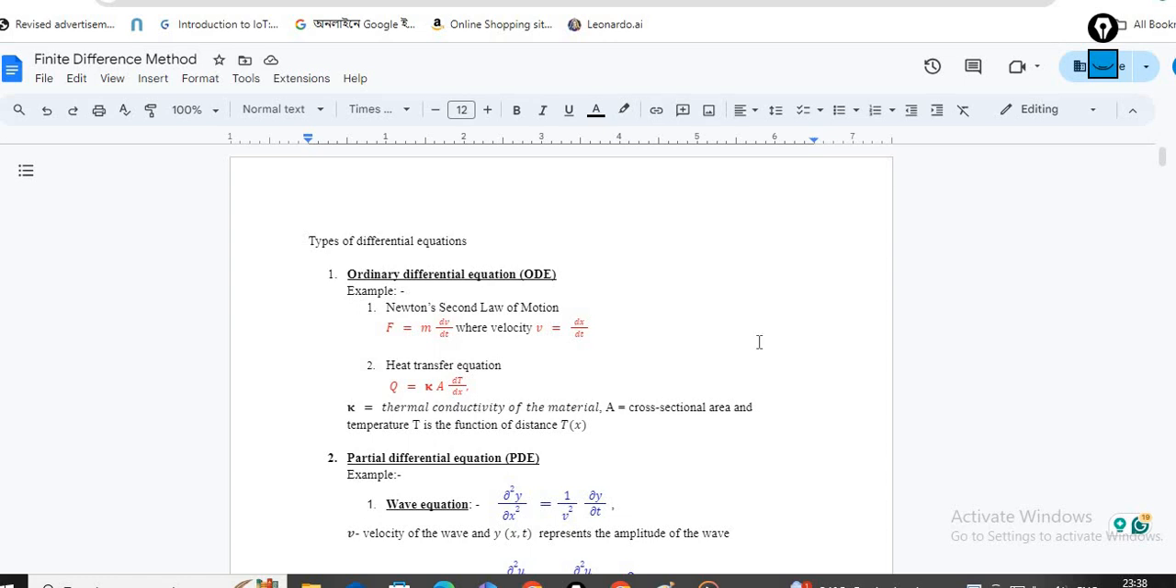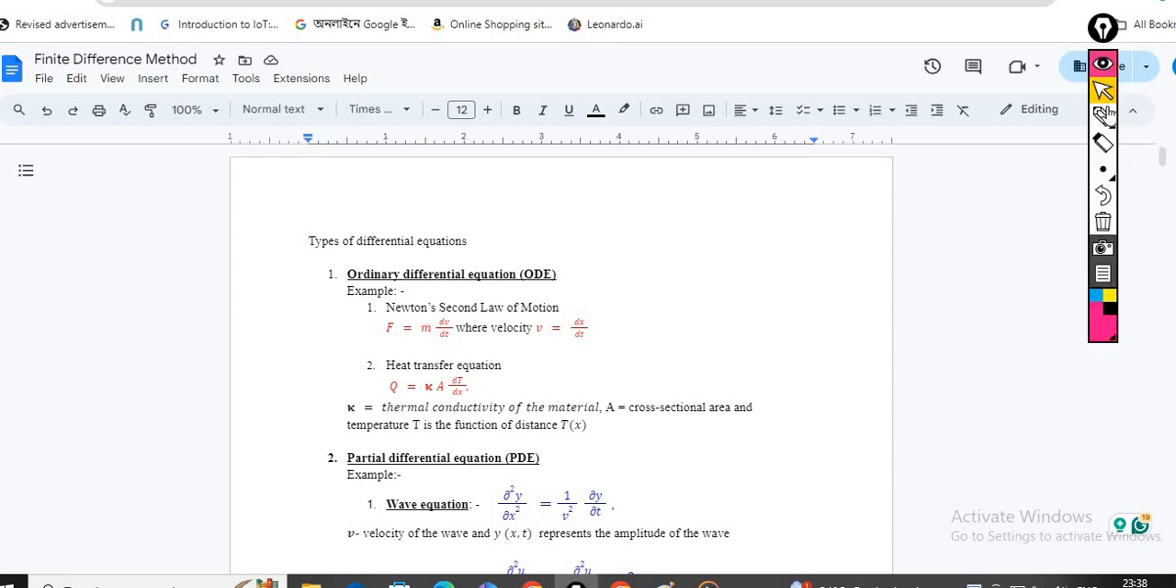Hello. Today we will discuss the solution of differential equations by using the finite difference method. Actually, there are two types of differential equations available. One is known as ordinary differential equation and the other is partial differential equation.